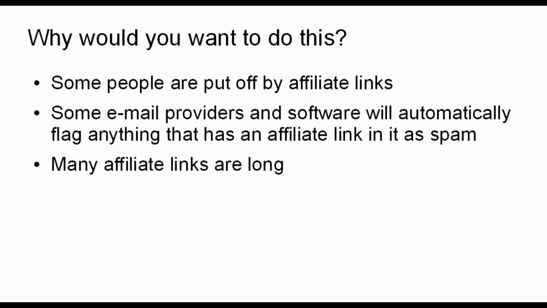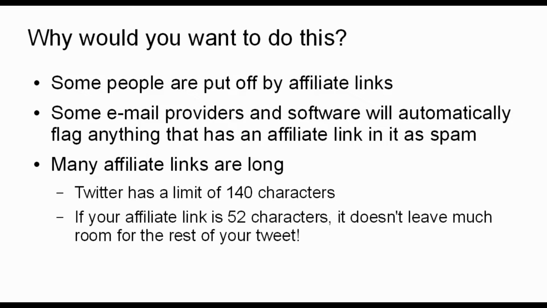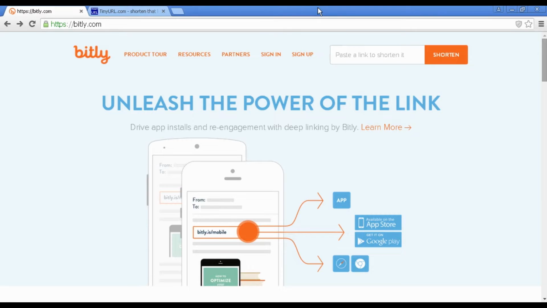And of course, many affiliate links are quite long. Think about it. Let's say that you want to put an affiliate link into a Twitter tweet. Well, Twitter has a limit of 140 characters. If your affiliate link is 52 characters long, it doesn't leave much room for the rest of your tweet. And there are two services that you can use to accomplish this.